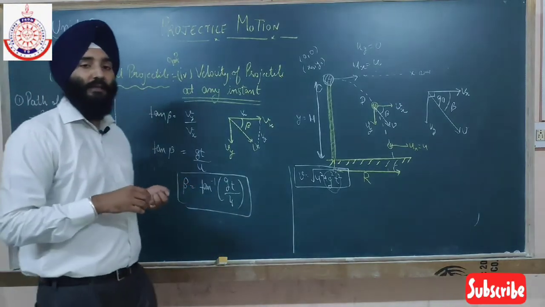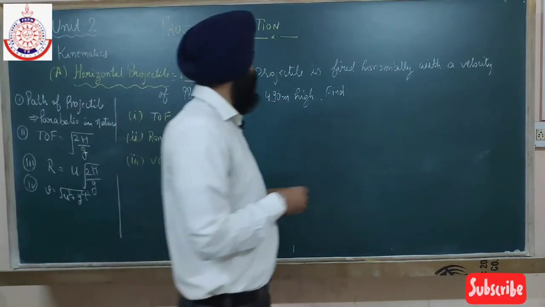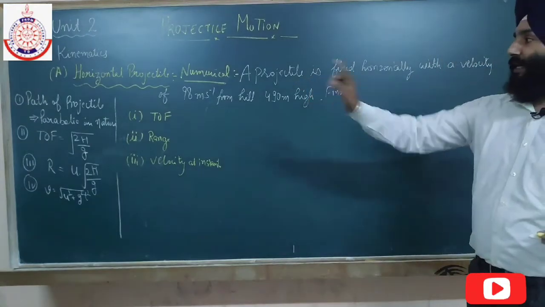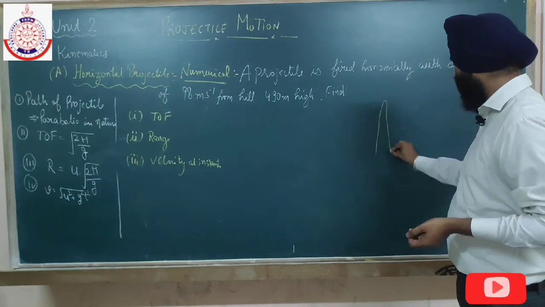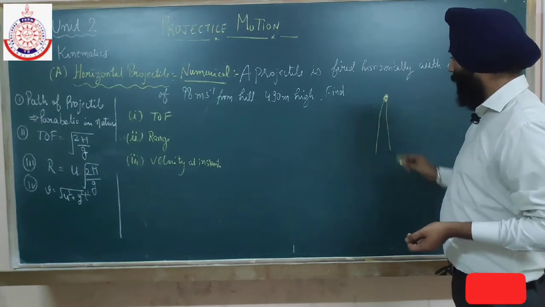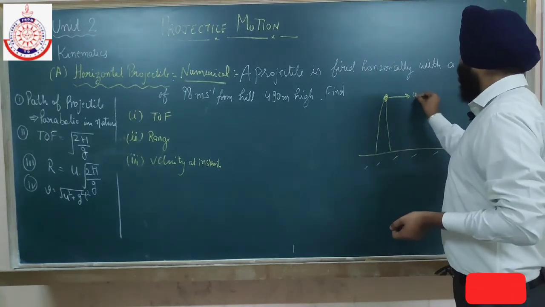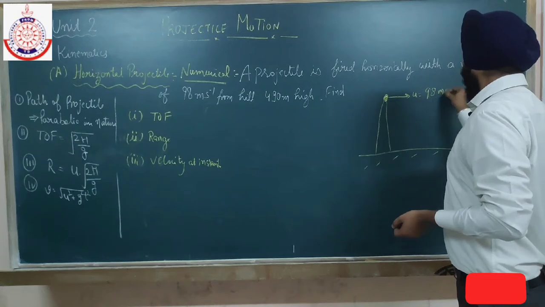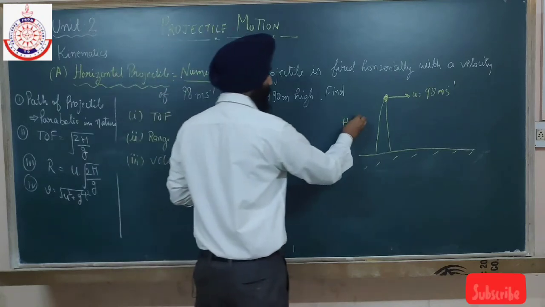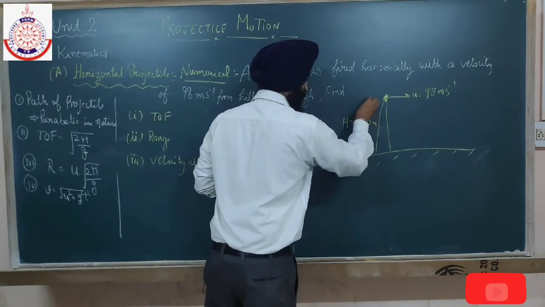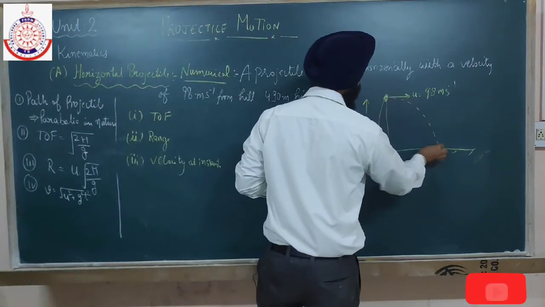Now let's solve some numericals related to horizontal projectile. In this numerical, a projectile is fired horizontally with a velocity of 98 meter per second from a hill. Suppose here we have a hill, and a body is fired along this axis with the initial velocity of 98 meter per second, and the height of this hill is 490 meter. So this body will go along this path.